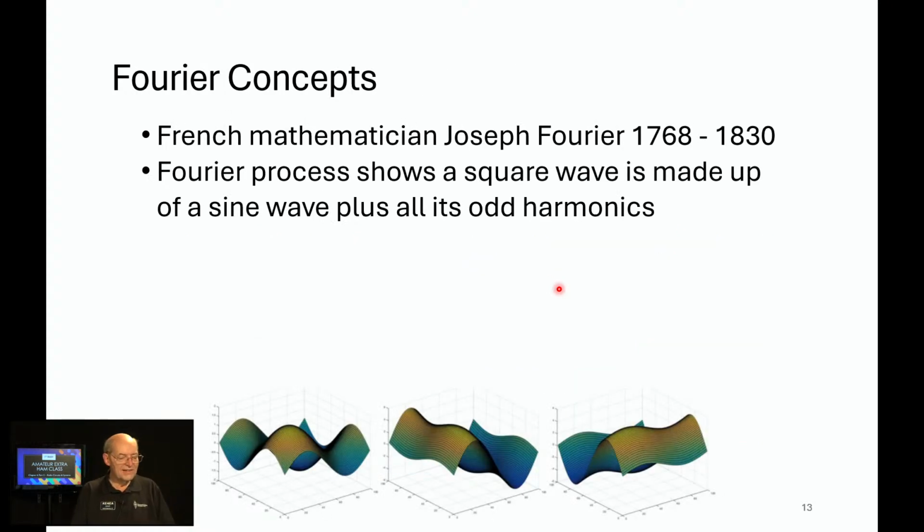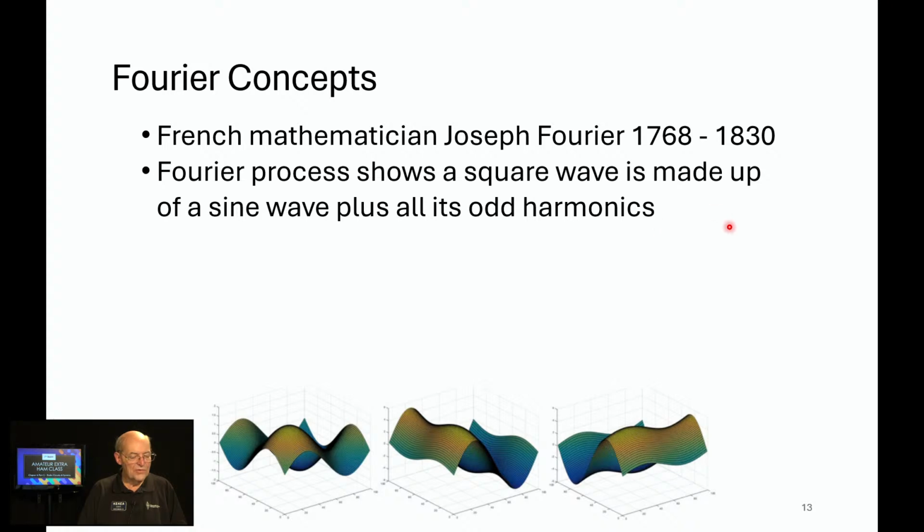Now Fourier, a very, very interesting guy, and he goes back a ways. He goes back before we really had radio. French mathematician Joseph Fourier died in 1830, and he was applying this to heat transfer in physics. But the same principles are used by us today in radio.